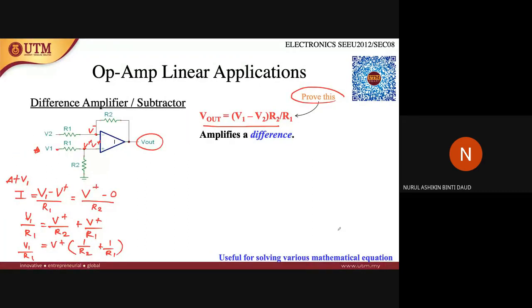So again, as mentioned earlier, V plus is always equal to V minus, right? So let's put the same value, which is V. So this is V, this is V.